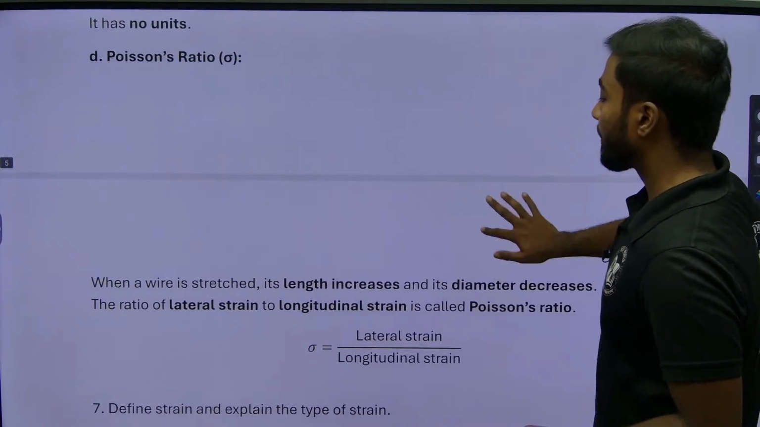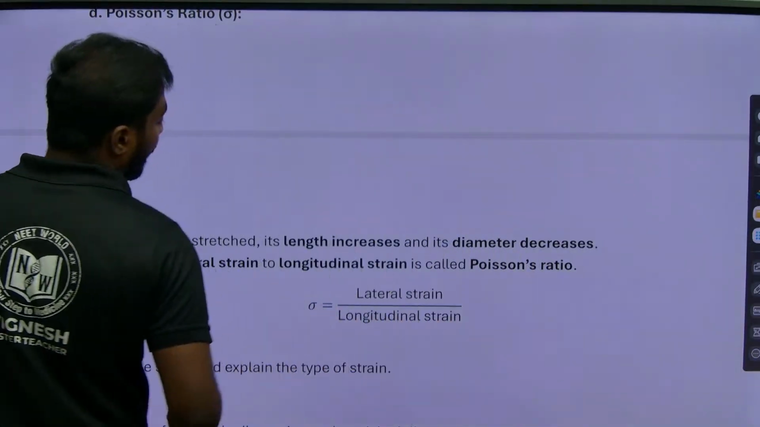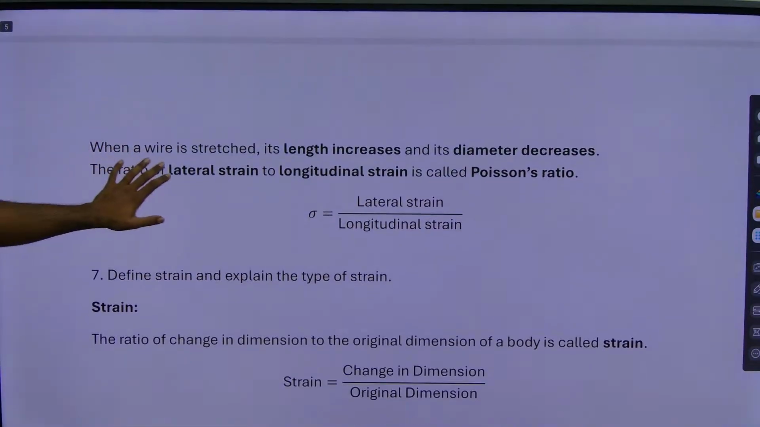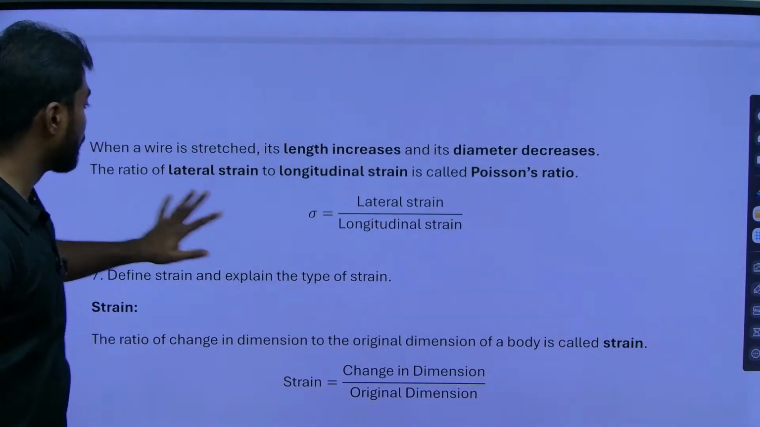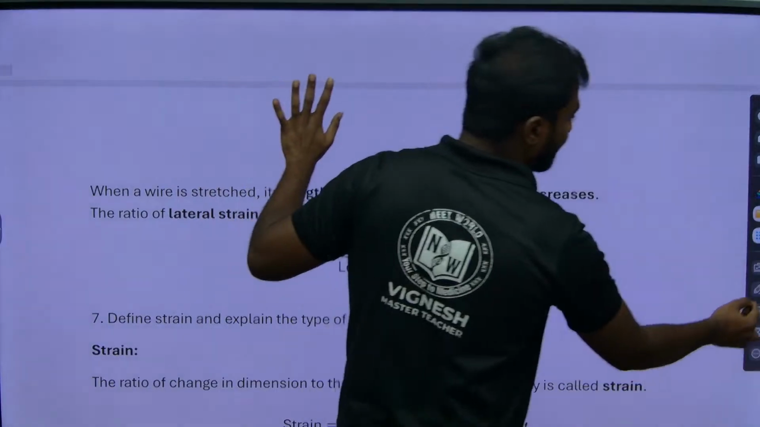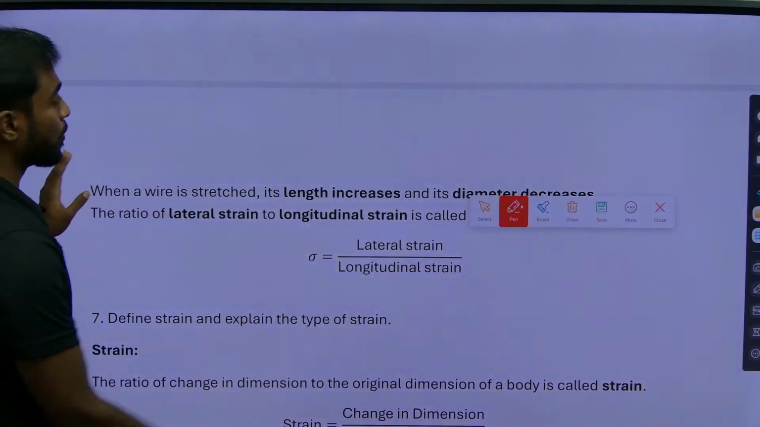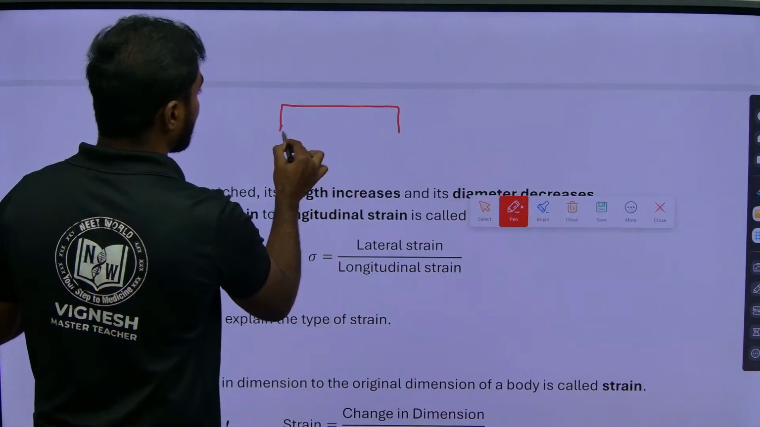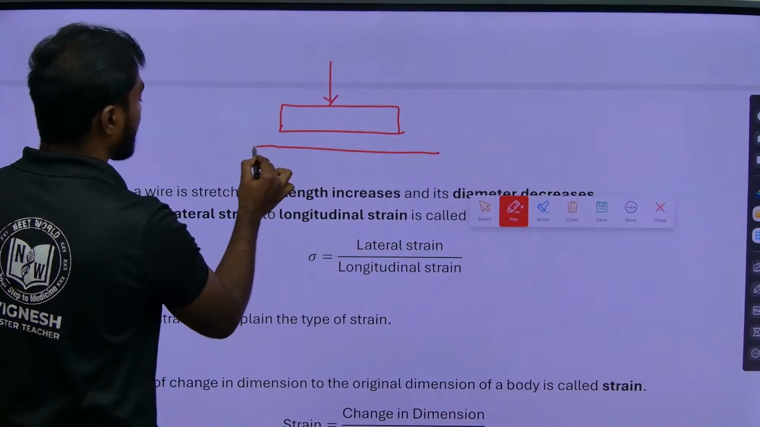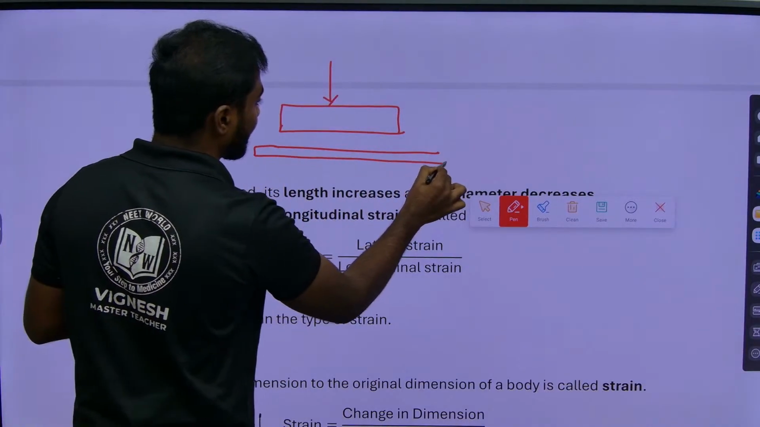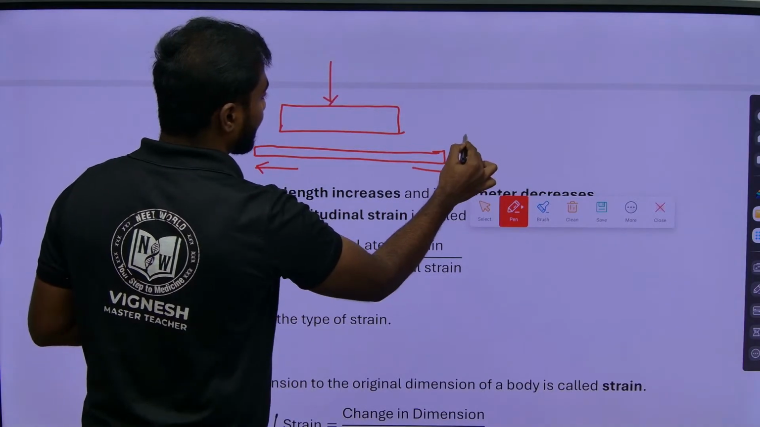Now one more topic which we are going to see is Poisson's ratio. Poisson's ratio is nothing but, when a wire is stretched, its length increases and diameter decreases, right? So let me explain the thing in a diagram. When we apply a force on an object, this is my object. When I apply a force, obviously the length increases, but when the length increases, the diameter decreases here. So length has been increased, diameter has been decreased.